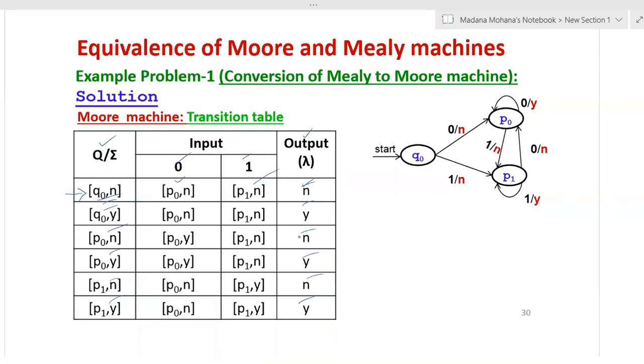Okay, now we will stop here. In the next class, we will continue with other equivalent conversions. Here we discussed conversion of Mealy to Moore machine. Moore machine to Mealy machine, that is, common output to a different output combination, we will discuss in the next class.